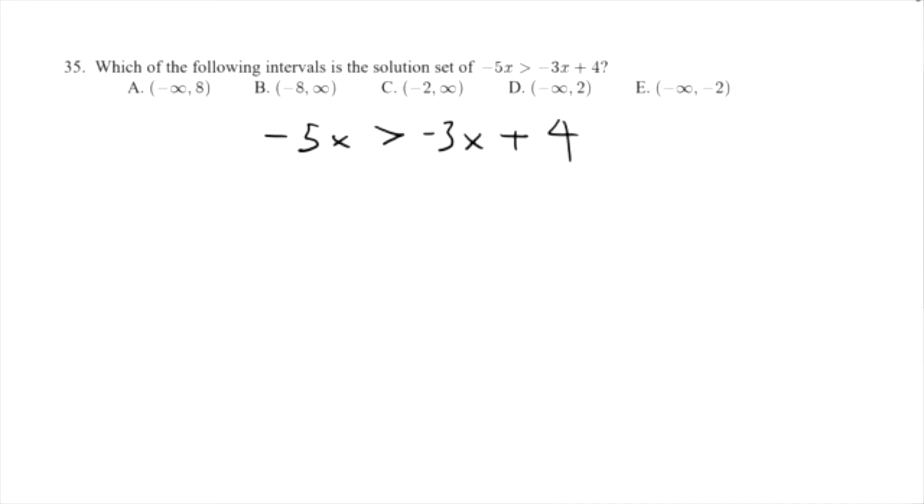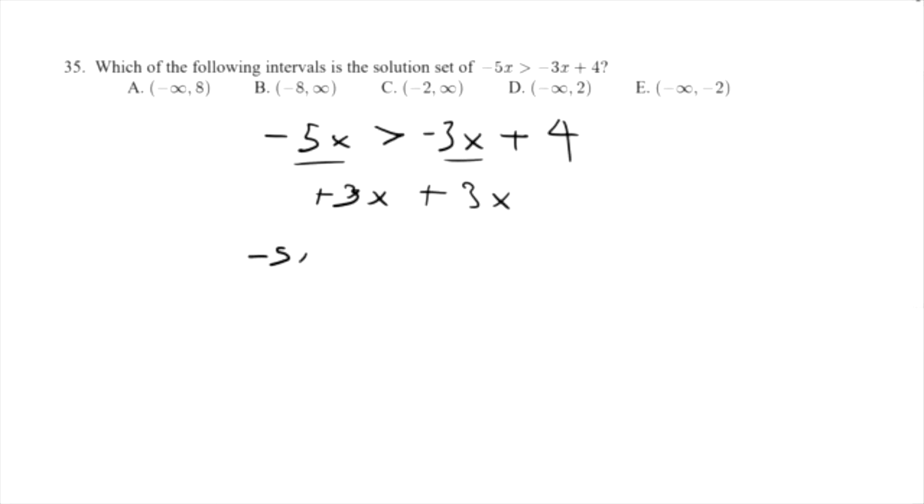We know that we treat the inequality just the same way as we would treat an equation. That means we need to balance the inequality, so whatever is done on one side of the inequality is done on the other side. The first thing we want to do is bring the like terms together. The like terms are negative 5x and negative 3x. So to do that, we want to add 3x on both sides.